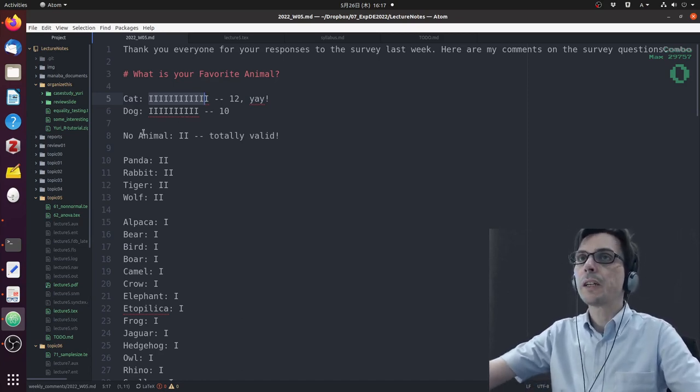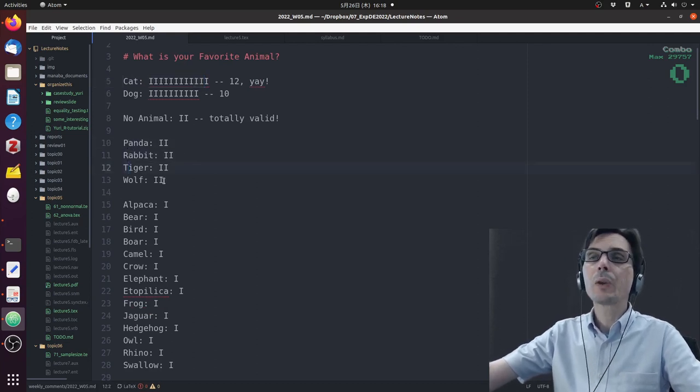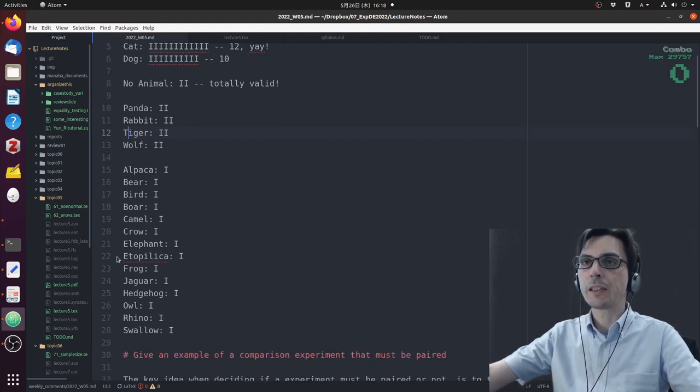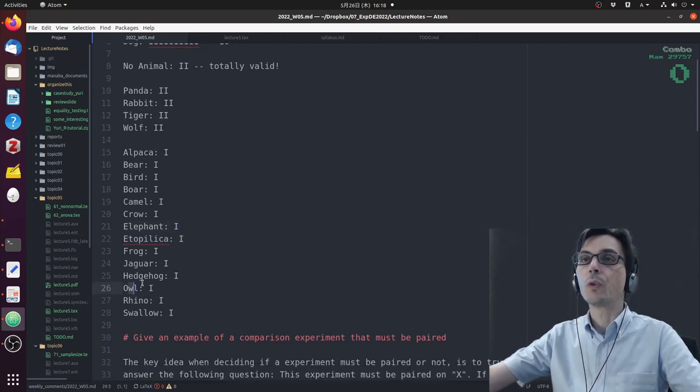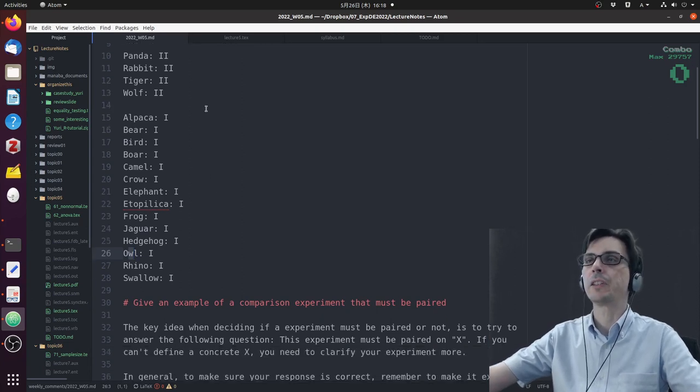This year we also have 2 people with no animal, which is totally valid if you don't really like any sort of animals. We also have 2 voters each for panda, rabbit, tiger and wolf. So quite some more uncommon animals here, and we had a bunch of one votes. I did not know about the topiacat, so that was kind of cool. We also had a whale and hedgehog. So thank you everyone for your comments. I got some very interesting comments here.